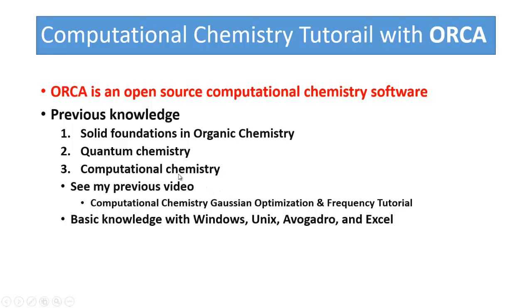This is a heavy tutorial, and I advise you to watch or learn about basic computational jobs before you jump in. I already have a computational chemistry Gaussian optimization and frequency tutorial on YouTube. You can watch this one or similar ones before you jump into this one. Also, I'm expecting basic knowledge of using Windows, a little bit of Unix commands if you want to use Unix, and the program Avogadro. This is the program we need to draw the molecules and prepare our input jobs, as well as Excel. Microsoft Excel is really important here.